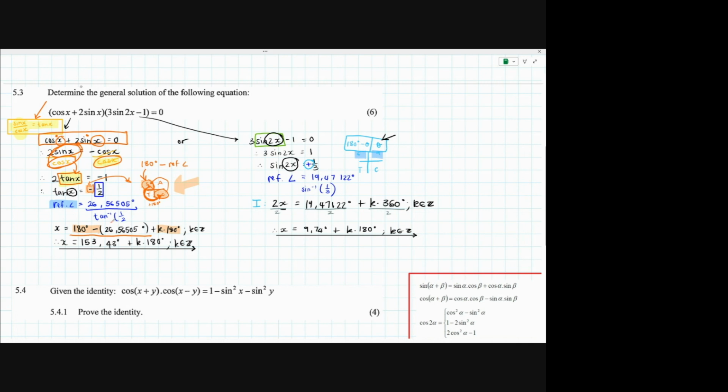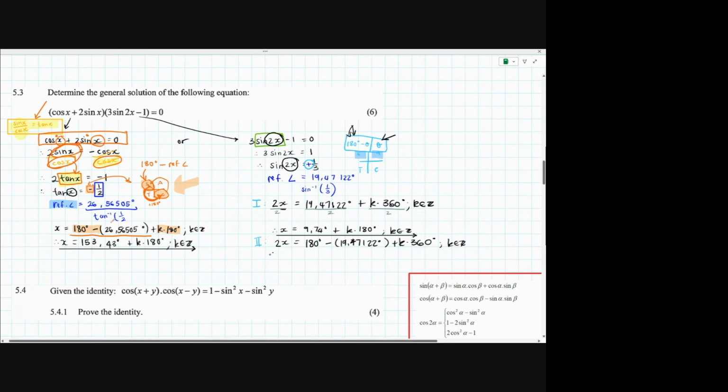We now have to go to the quadrant 2 solution, and we do exactly the same thing and apply the appropriate reduction formula. So again, we take the angle we're solving for, 2x, is equal to, in quadrant 2, I'm now looking at 180 minus theta, or whatever you want to call it. So 180 minus your reference angle of 19,47122, plus our k times 360, etc.